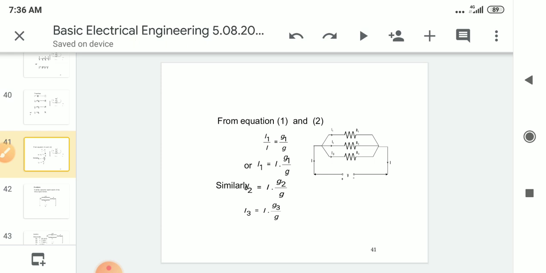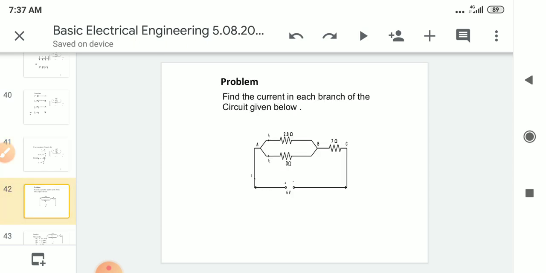Just divide this equation 1 and 2. From equation 1 and 2, I1 is equal to this and I2 is equal to this. Mostly we use the first method. Just let's solve the problems.